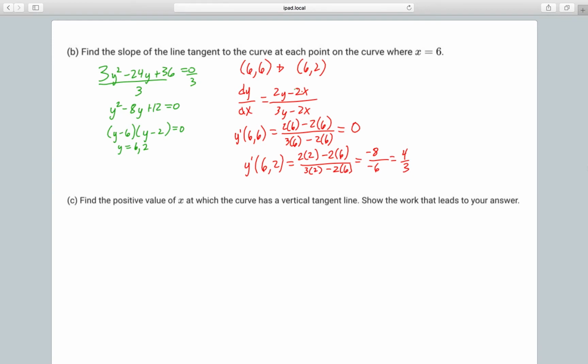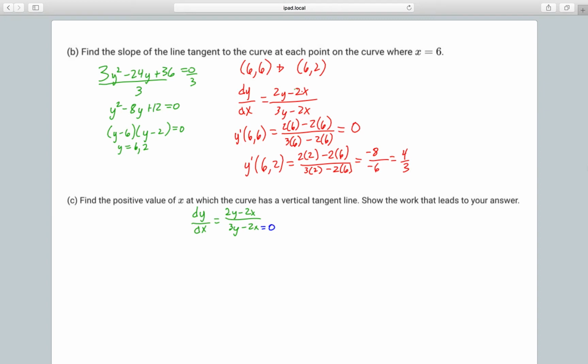All right, C, find the positive value of x at which the curve has a vertical tangent. Show the work that leads to your answer. Okay, so a vertical tangent is undefined. So what we want to look at is when is dy/dx, which is (2y minus 2x) over (3y minus 2x), undefined. So this is going to be undefined when the denominator equals 0, right?